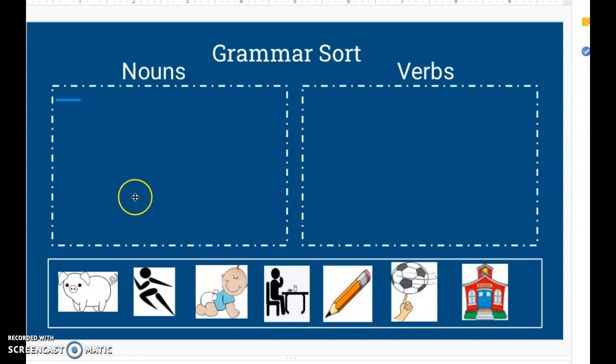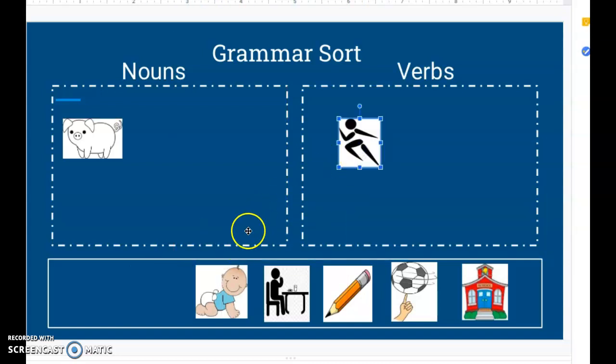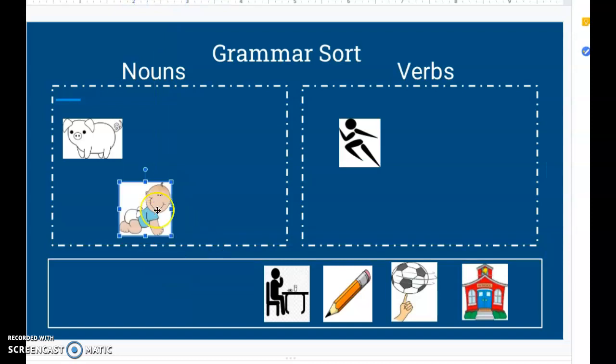So let's first start with our first picture, which is a pig. So we have to talk about, is a pig a person, place, or thing, or an animal? Ms. Gann thinks it's a noun because it's an animal. Then someone running. We know running is an action. It's something that you do, so that would be a verb. Then a baby. A baby is a person, which would go in nouns. Another action that someone is doing is eating, so that would be a verb.